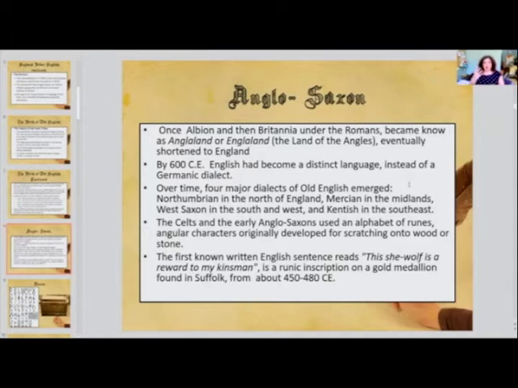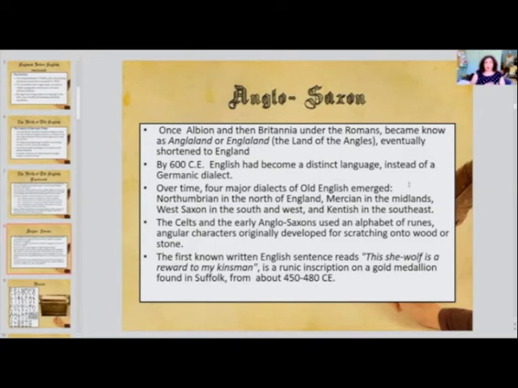And then over time, you get four major dialects. There's more than that, but those are the four major ones of Old English. Northumbrian in the north of England, Mercian in the Midlands, West Saxon in the south and west, and Kentish in the southeast. This continues, by the way. There are many dialects of English for a long time. Travel was really long. People wound up staying where they were. The dialects would diverge and people would meet up and they'd probably be able to understand each other to a certain extent. And this, by the way, impacts modern English culture.